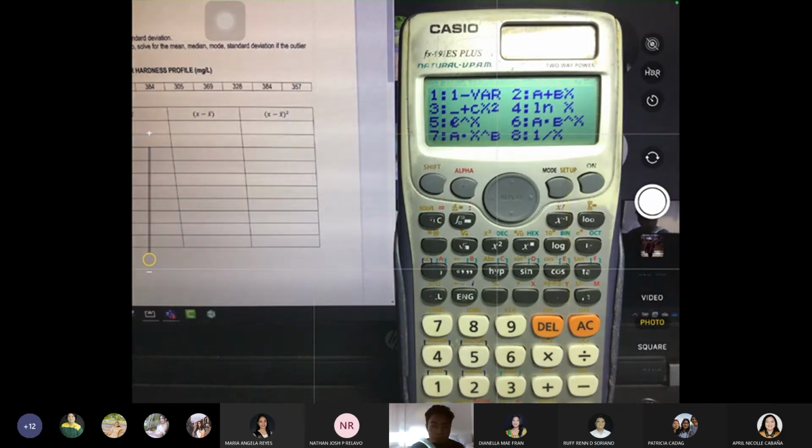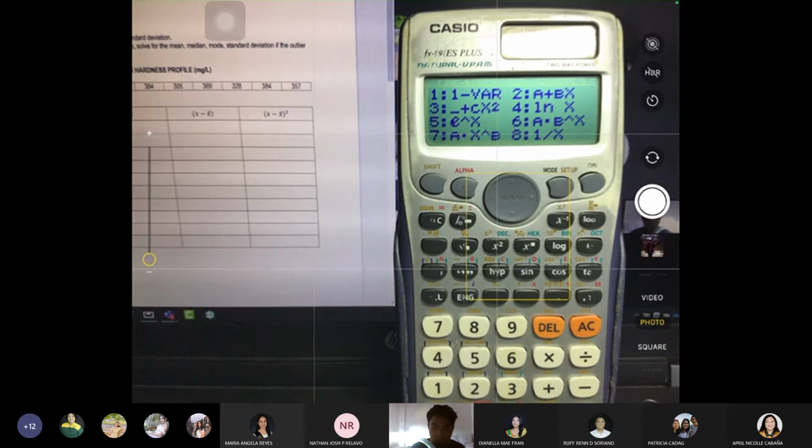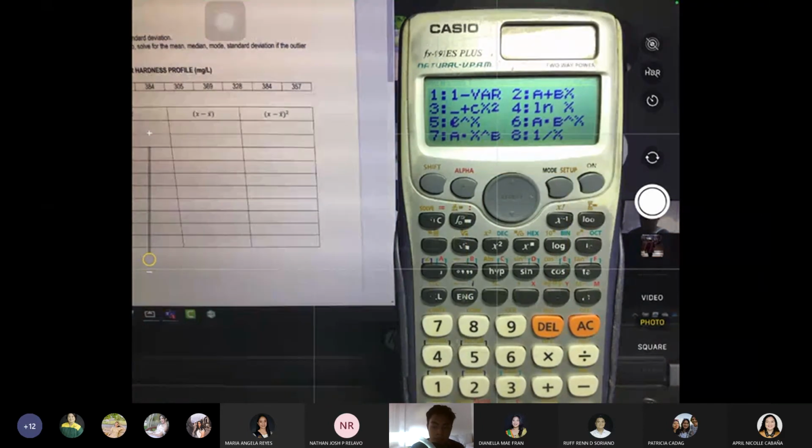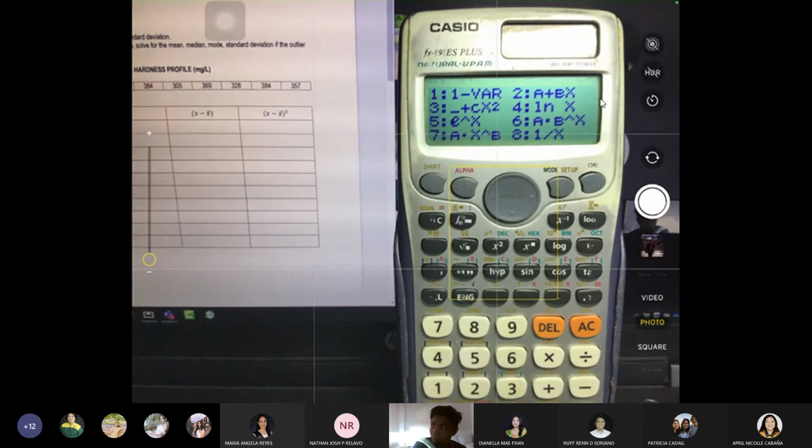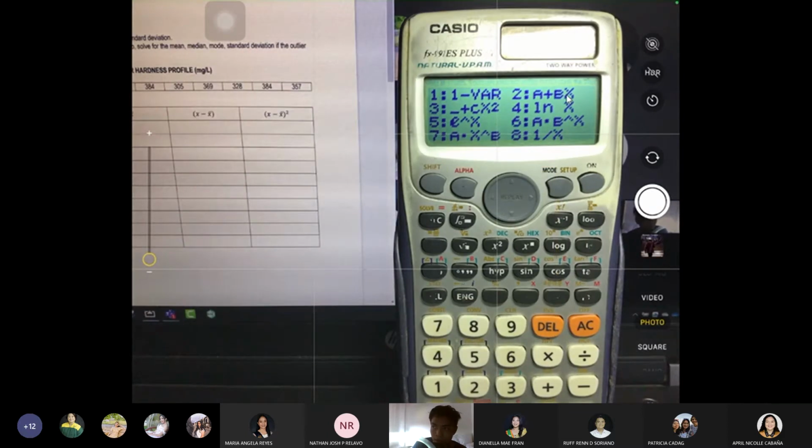Number 2 is a plus bx, that is used for regression analysis. That is if you want to establish an equation for the line or the calibration curve. No? However, we're not going to use that. Okay. Pero if you want to establish the calibration curves, we use a plus bx. Kasi that is equal to the slope of the point slope form, no, ng ating line.